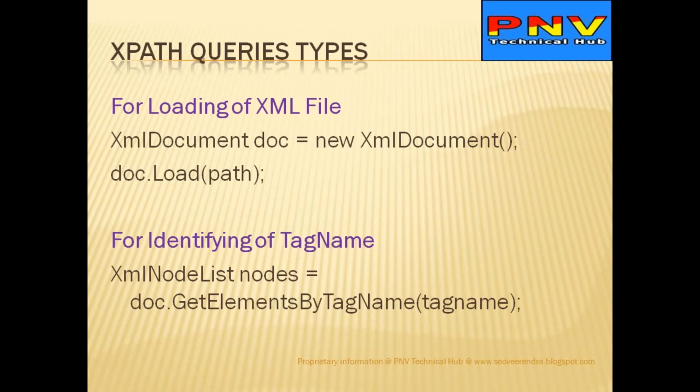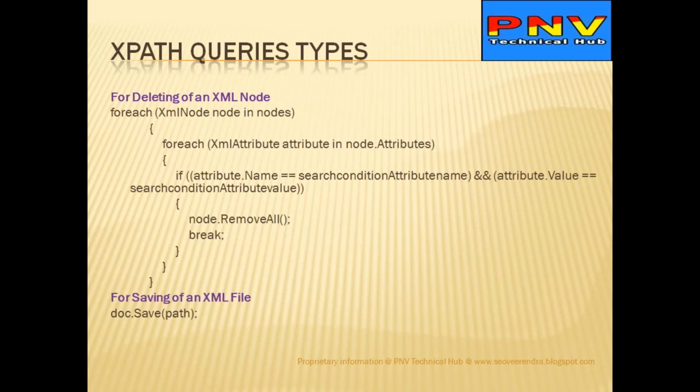Next, we have to identify the tag name, for which tag we want to identify. Here in this example, book is our tag name. By using book, we are trying to identify our information. Once we have identified this, the next step is to delete our XML node. An XML file is a collection of parent elements. In order to fetch the collection, we have to make use of either a for loop or a foreach loop. In this example, I used a foreach loop to read row by row information.